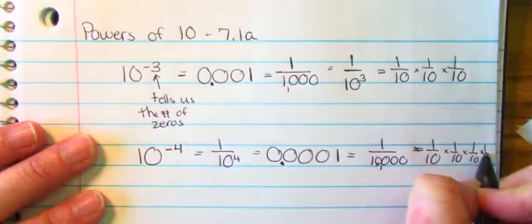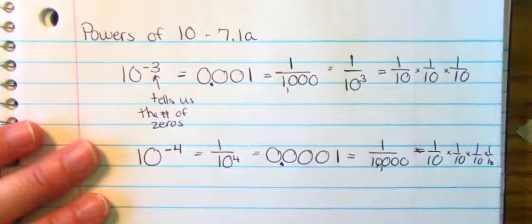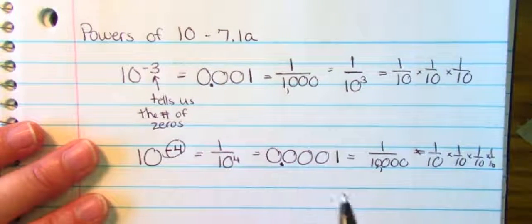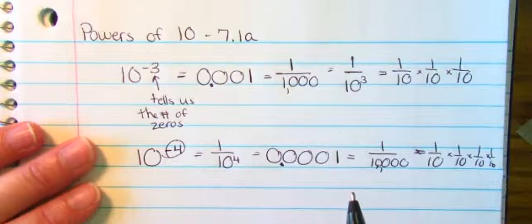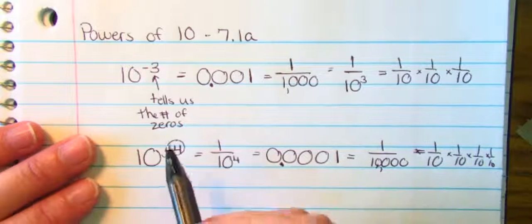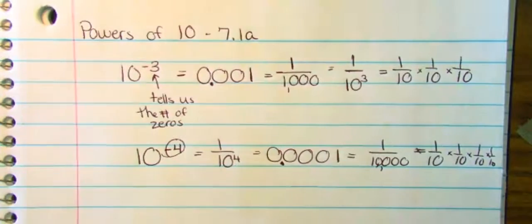Hopefully you're thinking 4. So the secret here is the negative exponent does not mean a negative number. It tells us that we turn it into a fraction or a decimal.